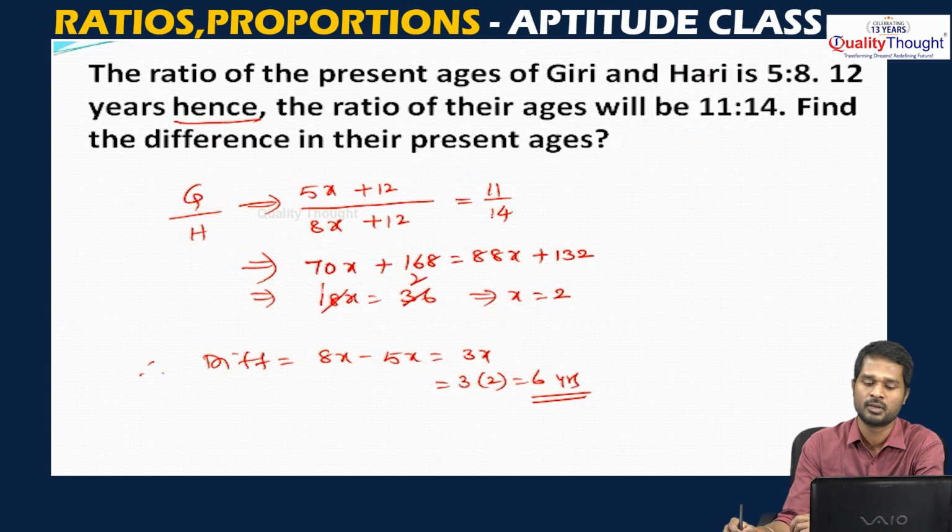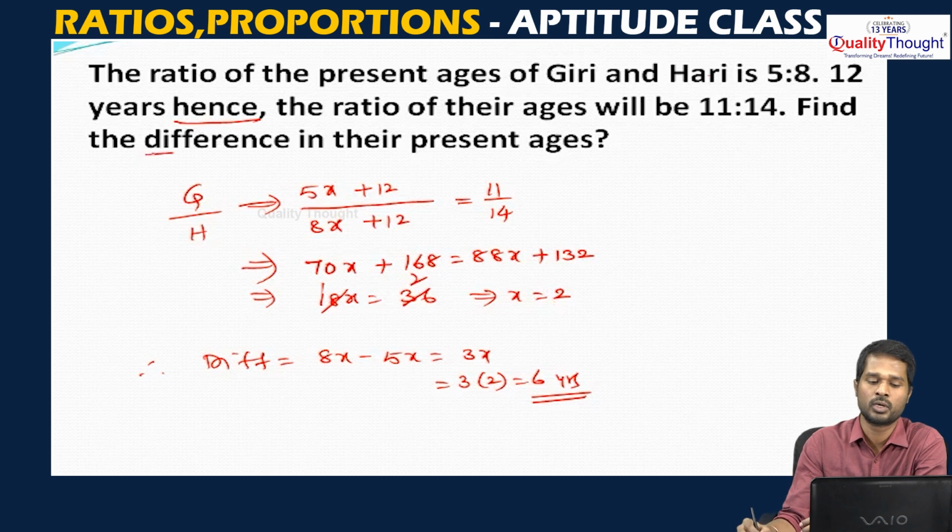Now cross multiplication: 14 5s are 70, 12 14s are 168, is equal to 11 8s are 88, 11 12s are 132. Now 88x minus 70x, which is 18x, and 168 minus 132 is 36. So 18 1s are 18, 18 2s are 36, x value is 2.